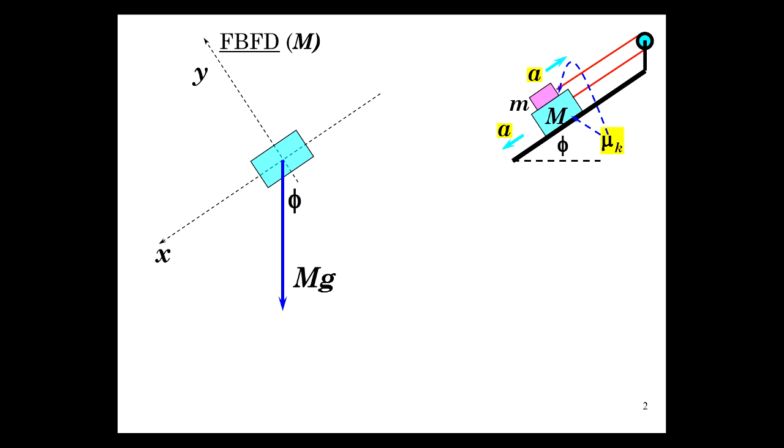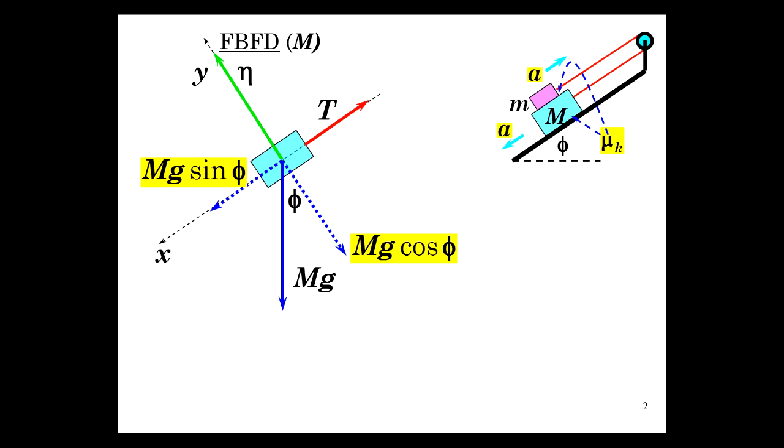Now let's consider the forces acting on the large block. Let's do a free body, choosing a coordinate system that's logical. So first of all, we have mg acting straight down at angle phi with respect to y, perpendicular to the ramp here. We have our normal force. We have tension acting on block M directly. Let's resolve the weight into its perpendicular and parallel components.